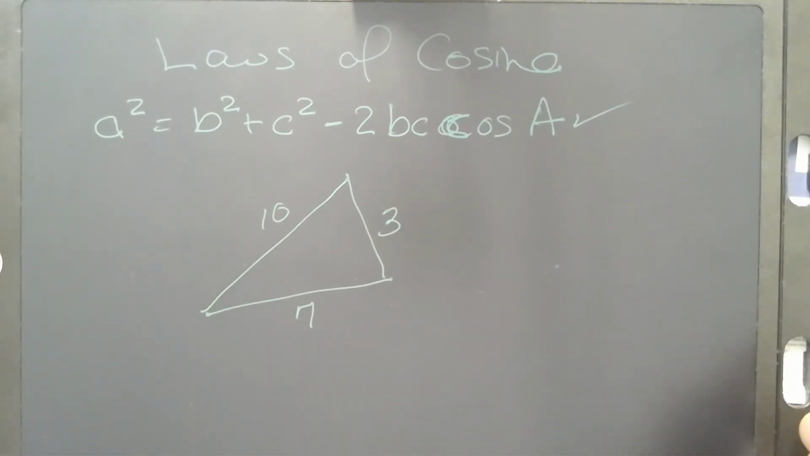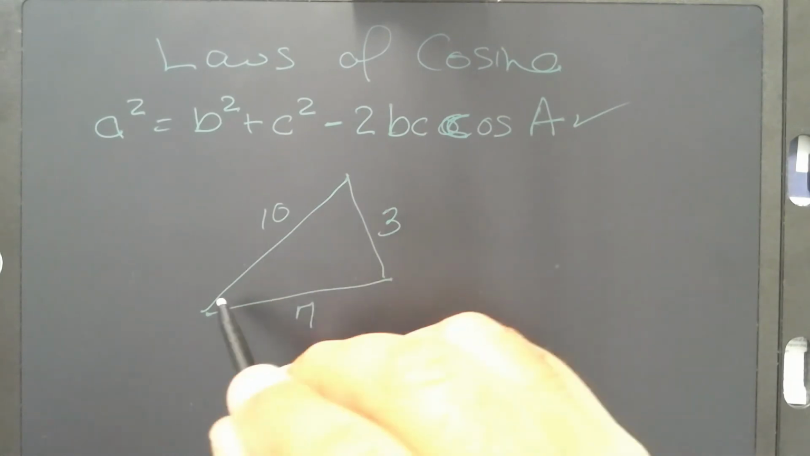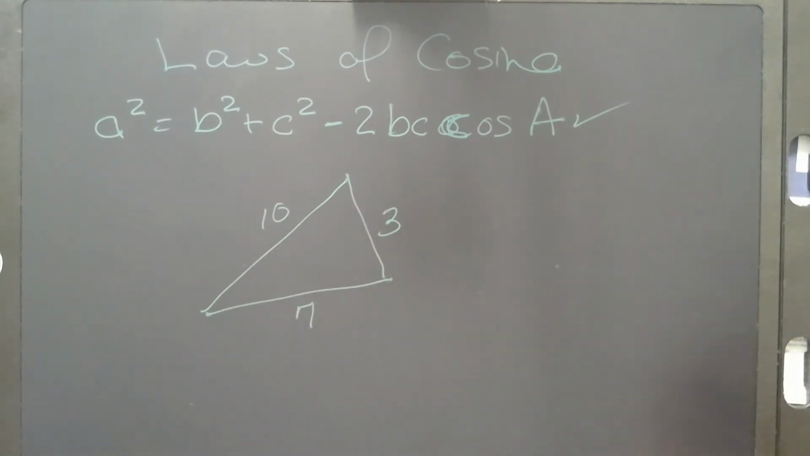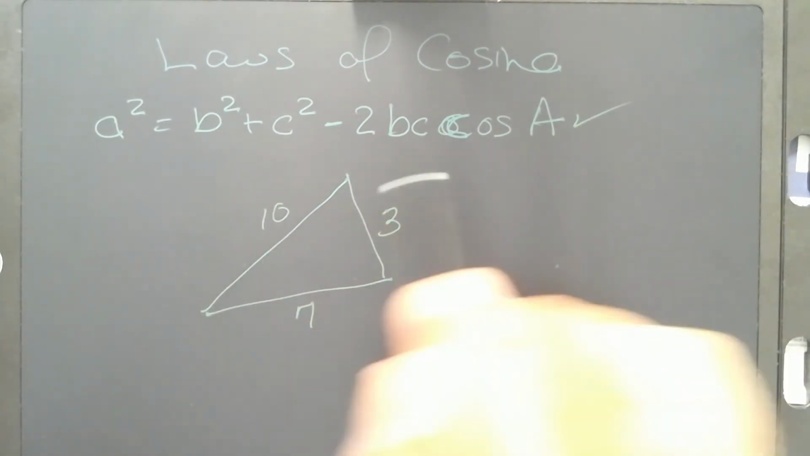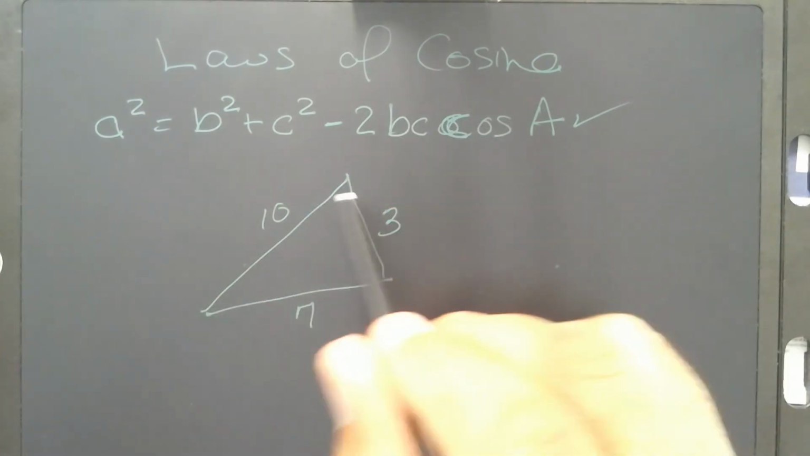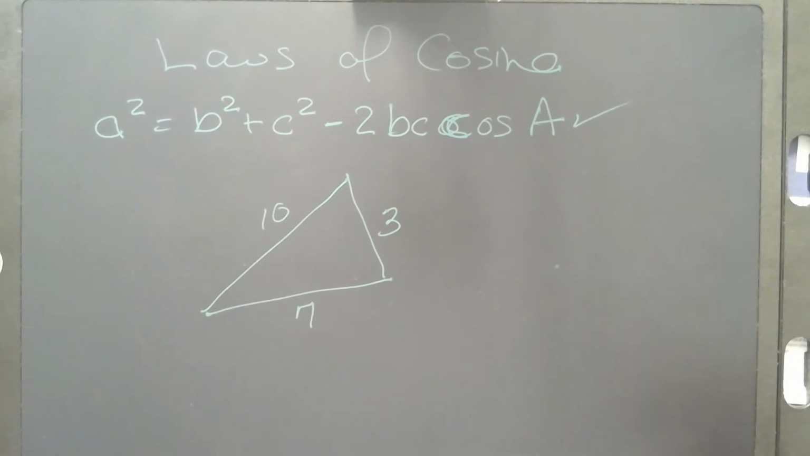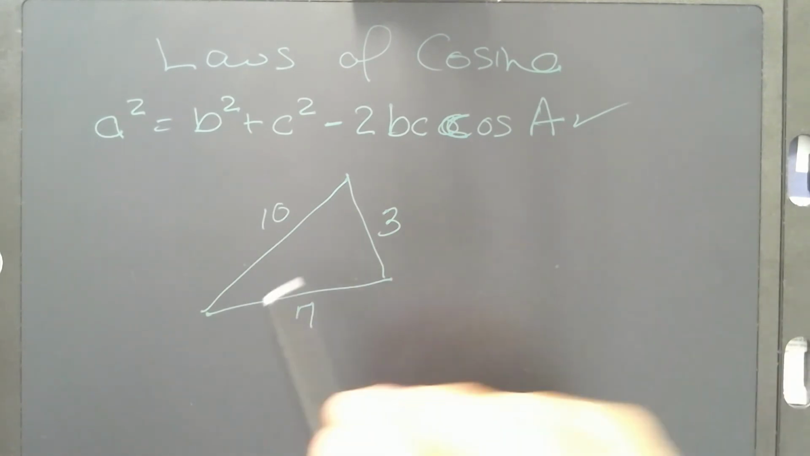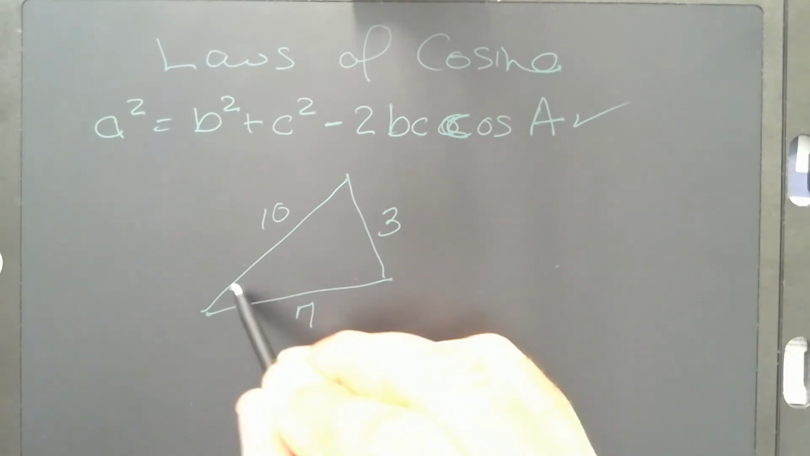This is an example of the law of cosines. So we have a triangle with sides 10, 3, and 7. We're going to try to find an angle here. Remember I told you before, since it's not labeled, we can label it whatever we want. Let's say we're trying to find this angle here.